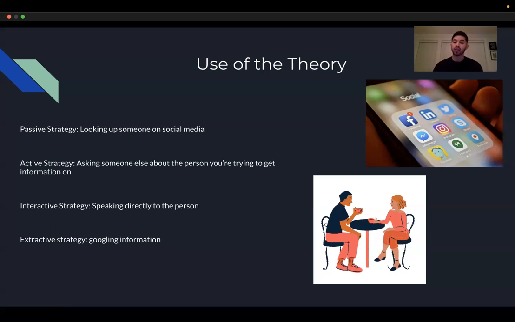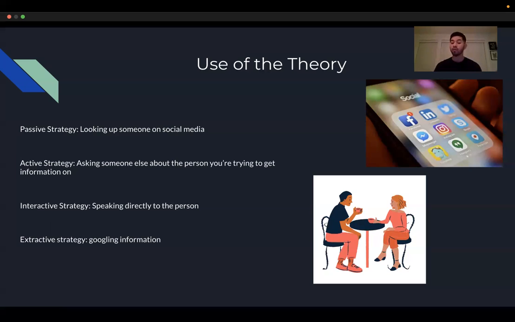The passive strategy is going to be when you look someone up on social media. A perfect example is if you are trying to get to know somebody, whether you're trying to befriend them or you're trying to date someone, and you want to see if you have similar interests, you can find them on social media, go on their Instagram, Facebook, and see what they like to do.